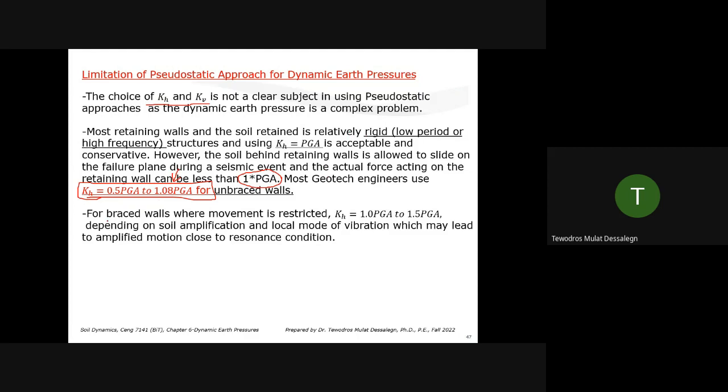For braced walls, where movement is restricted, they are not allowed to move because they are braced, so the slope sliding or full mobilization is limited. There you have to use a little larger value of KH.